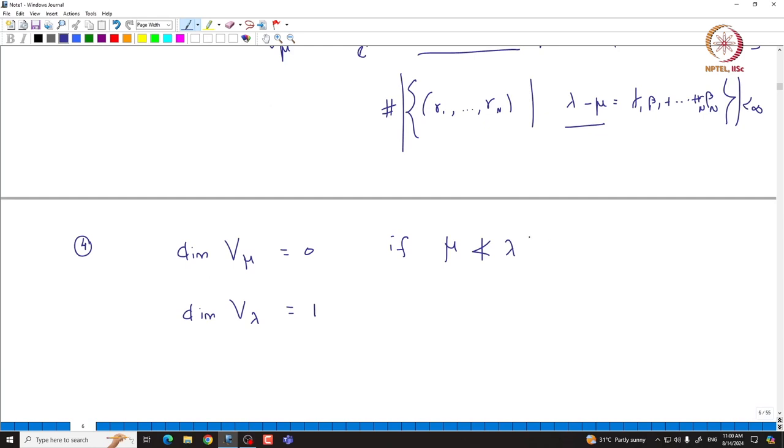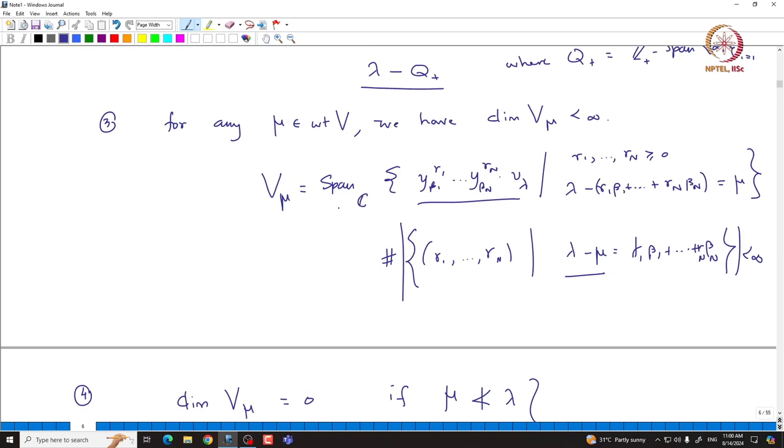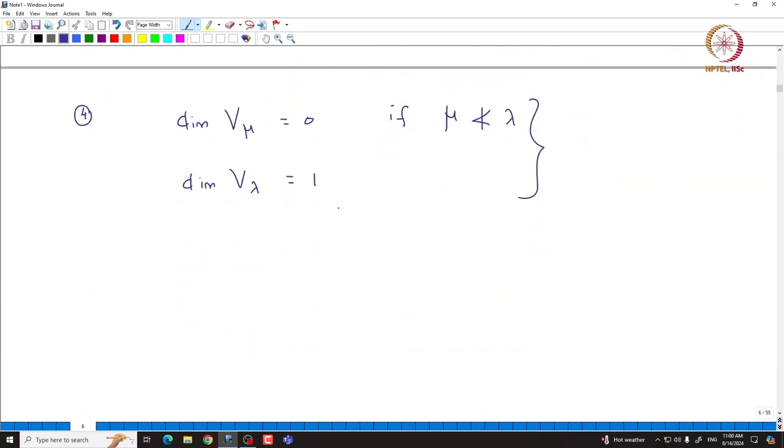So these two observations are immediate again from this spanning set, okay. So now this also tells us that the top weight space is just one dimensional. So you cannot really have any other thing in the top space, the lambda space.